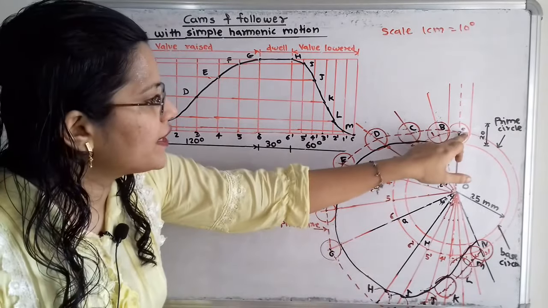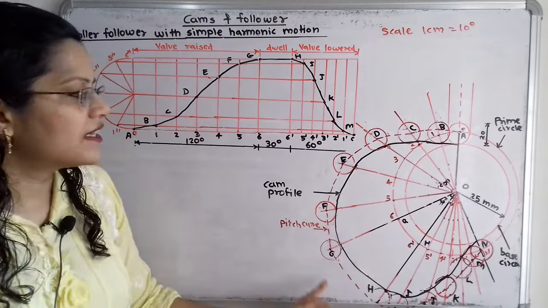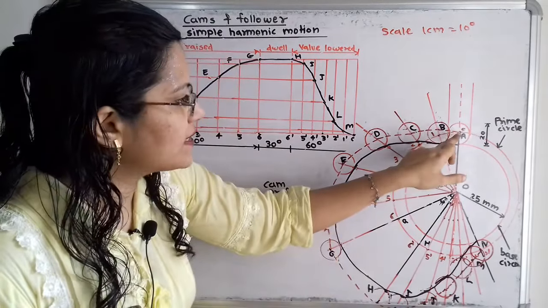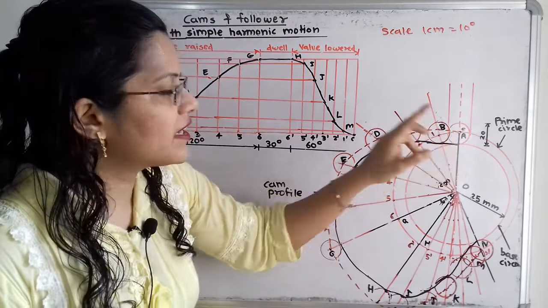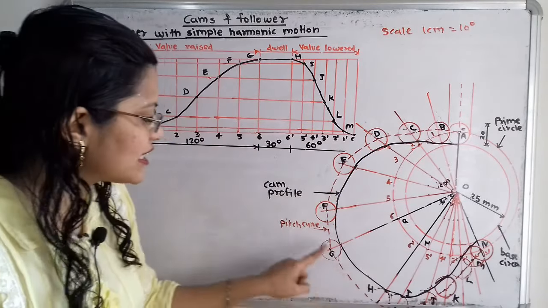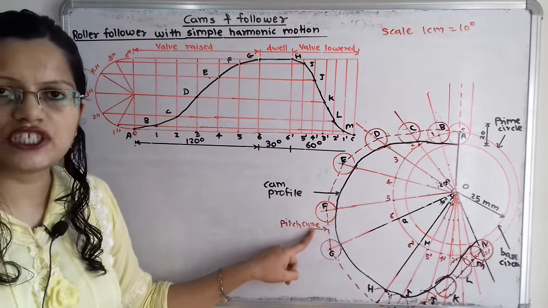So if we draw all the circles, then we will join these trace points in the form of a dash, and with the help of a red marker I have joined all these trace points. And if we join all these trace points, then we will get the pitch curve.